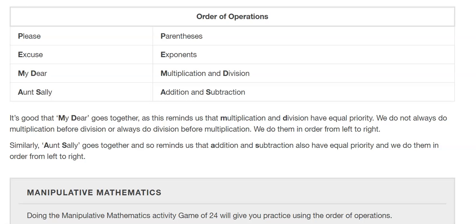The "my dear" is together and the "Aunt Sally" is together to help you remember that M and D, multiplication and division, have the same priority. Addition and subtraction will have the same priority. So we have to always remember PEMDAS. Now, PEMDAS is an iterative process. What does that mean? That means that in each level, in each layer, we have to keep applying the order of operations. So let's do a few simple problems, just to drive home the idea of how important it is to follow this order.